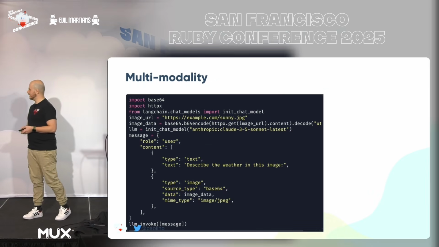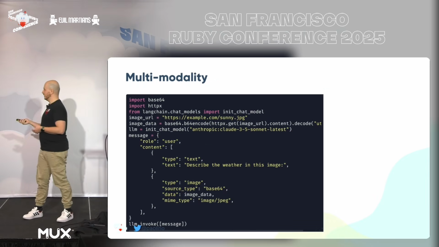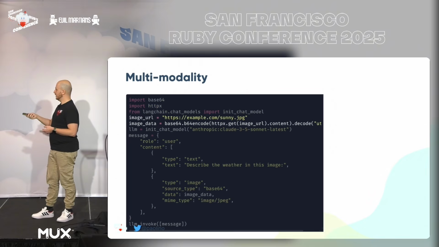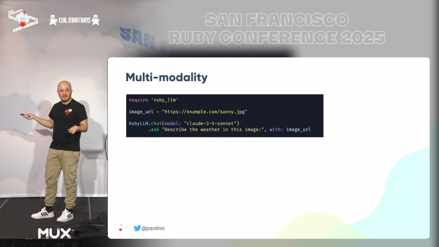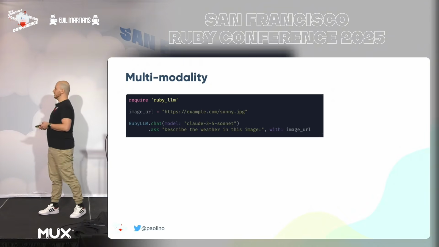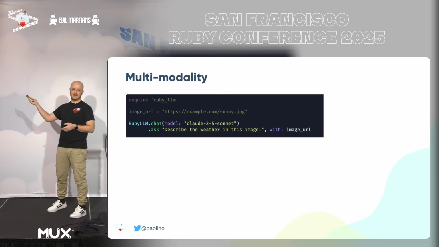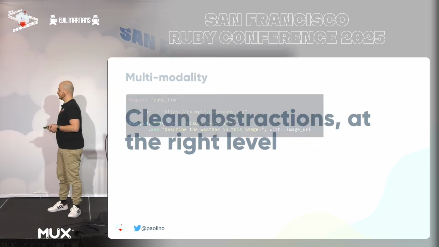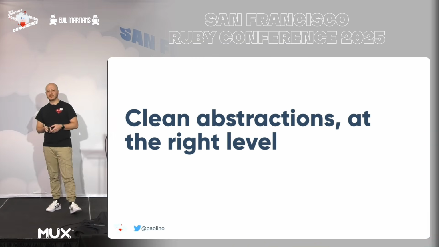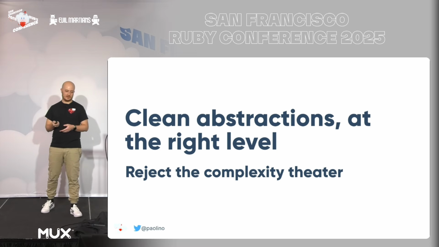This is how you can do multimodality using Python LangChain. You need to import some stuff, convert the image data into base64, initialize the LLM, and then make this whole hash with the messages and then invoke it. Why, when you can do it this way? Simply import RubyLLM, take the image URL, and then pass it as an attachment. What we need is clean abstractions at the right level, and we need to reject the complexity theater.